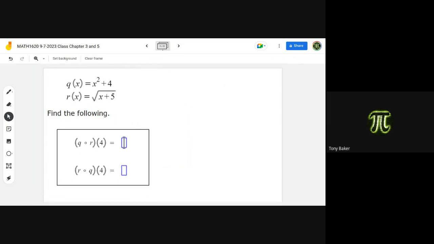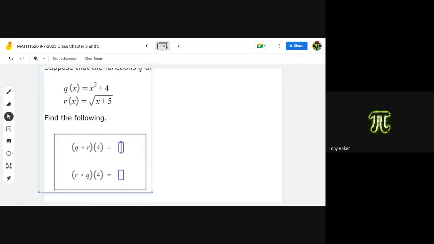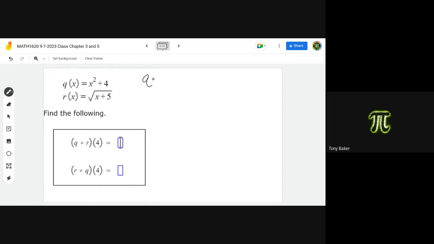This topic is actually asking you the exact same thing. The only difference is how they write the problem. They use the composite icon. So Q of R of 4 is the same thing as saying Q composed of R of 4. Those mean the exact same thing. Basically, it's how you read it.